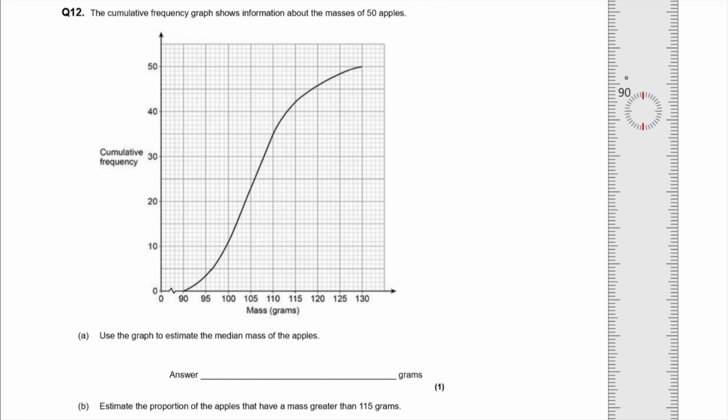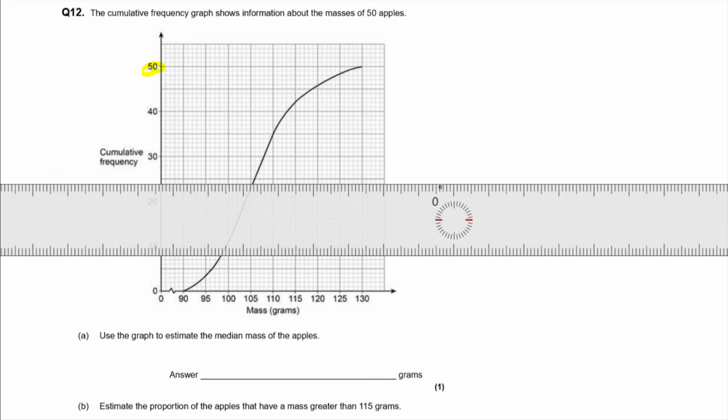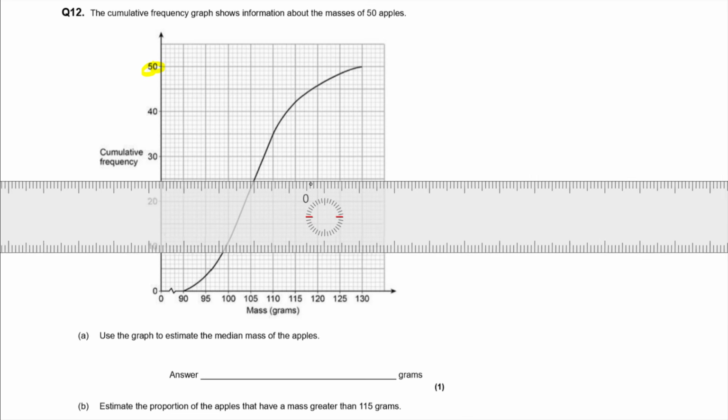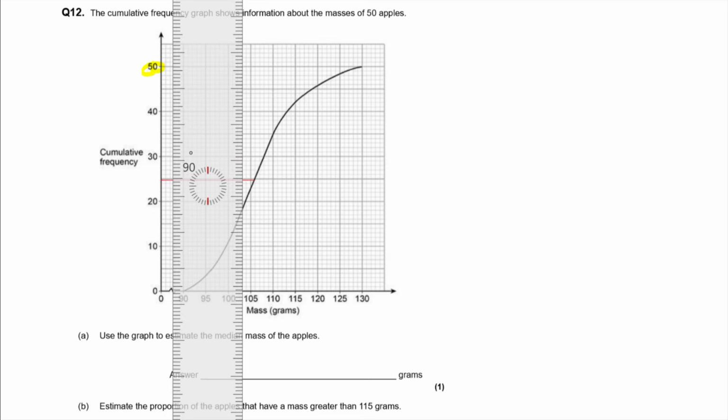Question 12. The cumulative frequency graph shows information about the masses of 50 apples. Use your graph to estimate the median mass of the apples. Well, the median mark is going to be halfway through. I've got 50 values here, so half of 50 is 25. So I'm going to look across from 25 until I get to my graph, and then I'm going to look down. So the same as last time, read across until I hit the graph, then change directions, and then read down.